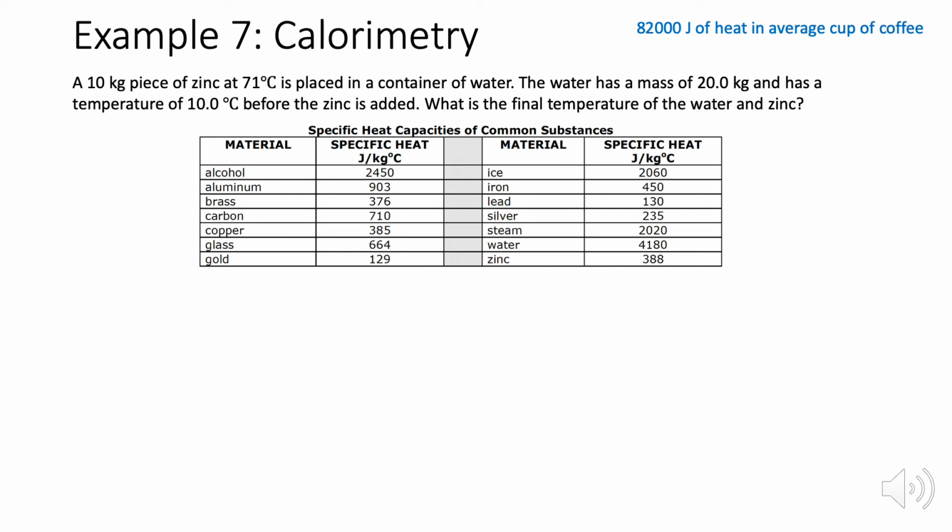So I'll put a piece of zinc in water at different temperatures. What's going to be the final temperature when they reach thermal equilibrium is what this question's asking. So again, let's start with our basic equation for calorimetry. And I know this is a calorimetry question because it says I'm mixing two substances, zinc and water.